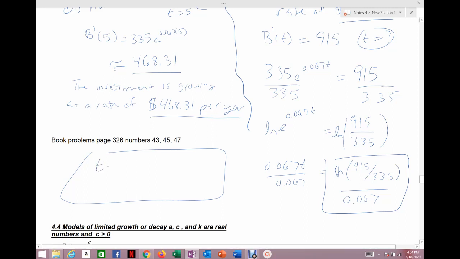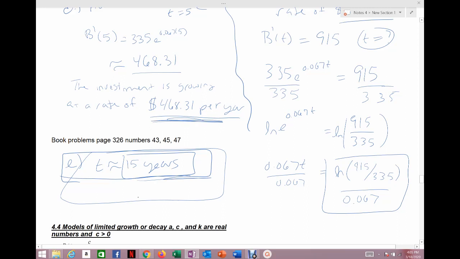So t is approximately 15 years. So in 15 years, it'll be growing by $915 per year. The answer to E is 15. And it should make sense. It's quite a lot longer. It's 10 years after the 5-year period, when it was growing at the smaller amount. So in 15 years is when it is growing at $915 per year.